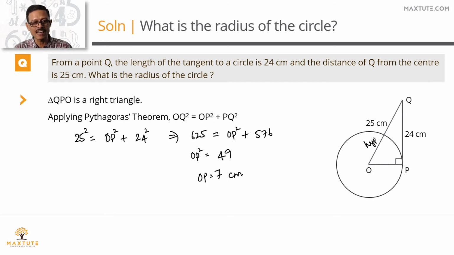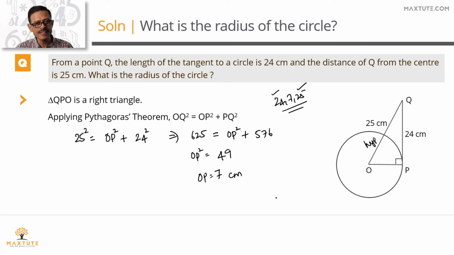You can also quickly validate it, though you cannot solve the question this way. 24, 7, 25 is a Pythagorean triplet. We have the measures of the hypotenuse, which is 25, and one of the perpendicular sides, which is 24. So the other perpendicular side obviously will have to be 7. So if you know 24, 7, 25 is a Pythagorean triplet, then you can validate the answer after having computed it.